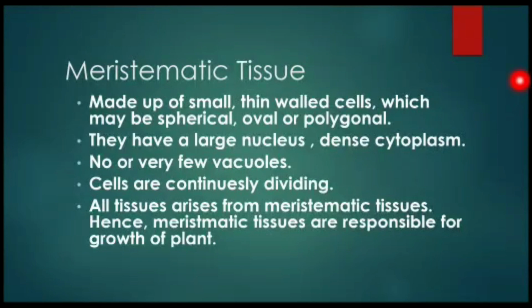So if you see about the meristematic tissue, they are made up of small, thin-walled cells which may be spherical, oval or polygonal. They have a large nucleus, dense cytoplasm, and no or very few vacuoles. Cells are continuously dividing. Here I said there are no or very few vacuoles. This point is related to the next point, which says that these cells are continuously dividing.